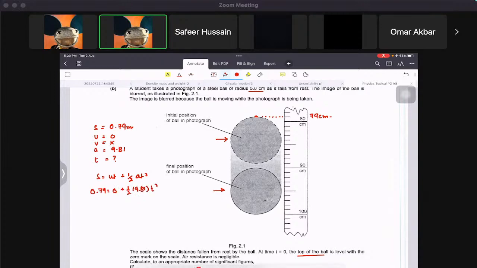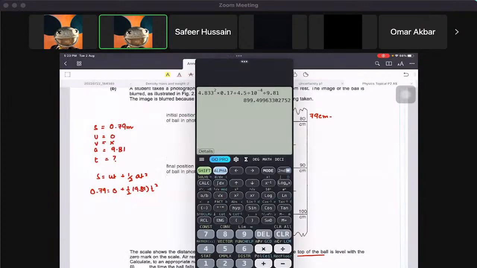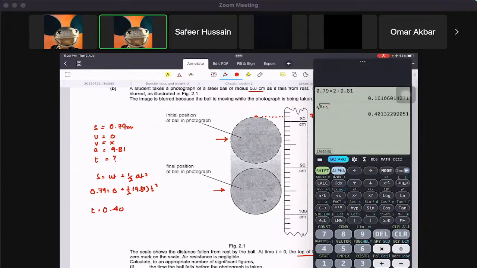So we're going to put 0.79 times 2 divided by 9.81 and square root of the answer. So basically the time would be 0.40 seconds. So I'm going to put it here.